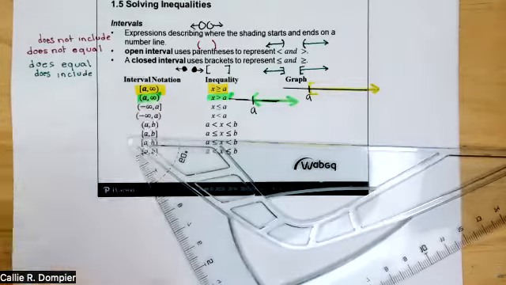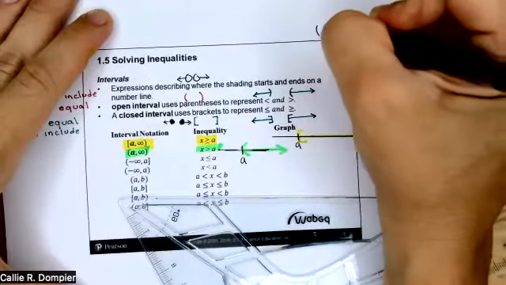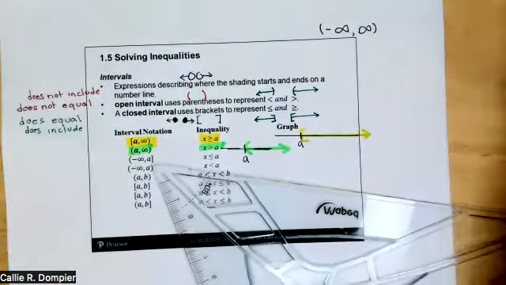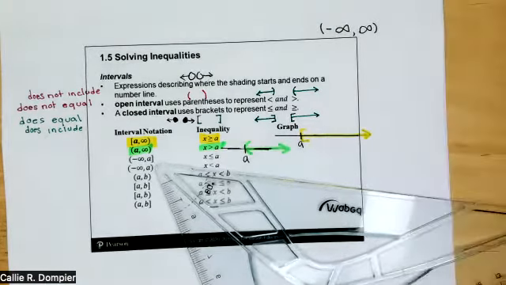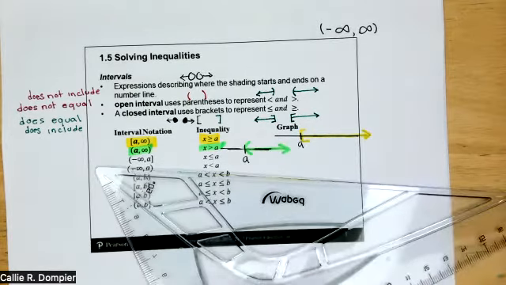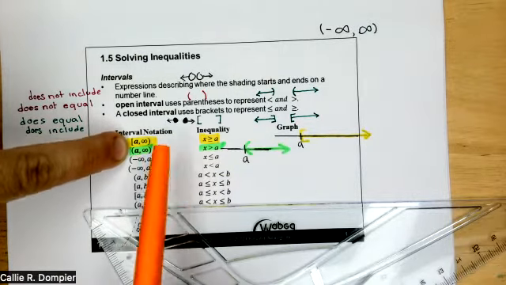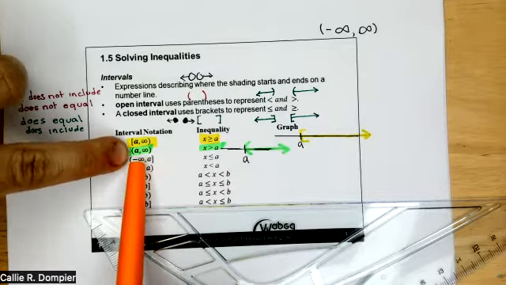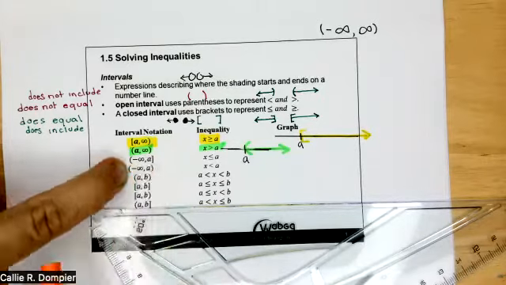Infinity always uses parentheses. So if I was going to represent all real numbers, I would go from negative infinity to infinity, but there's no end to infinity, so it can't include infinity. So infinity and negative infinity always use parentheses, never brackets. We will never be equal to infinity or the end of infinity, including it. Good. All right, so here was including A going towards infinity. Here's not including A going towards infinity. Here's beginning at negative infinity and stopping at, but including, A.